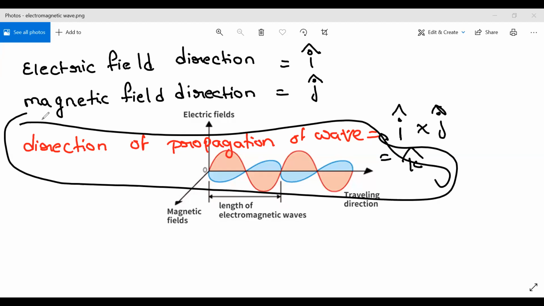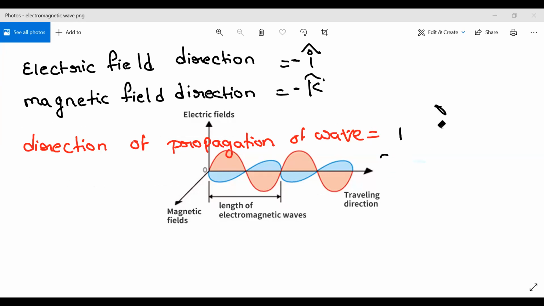So we already have that in the previous slide. Is this clear? Now if the electric field direction is minus I and the magnetic field direction is minus K, what is the direction of propagation of the wave? Plus J. Are you sure? Do it again. Plus J, sir.